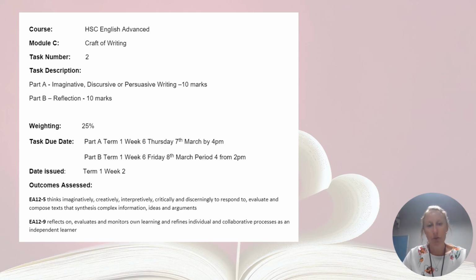On your gold sheet you'll see that the task has been broken into two parts, Part A and Part B. The first part, Part A, will ask you to write an imaginative, discursive or persuasive piece. And the second part, Part B, is a reflection. Can you please pay particular attention to the fact that we have divided this 10 marks and 10 marks? We've strategically done that because we want you to give due attention to the reflection. That should not be an afterthought, but something that you're considering right from the very start of your assessment.